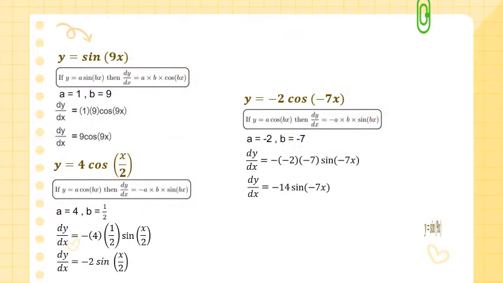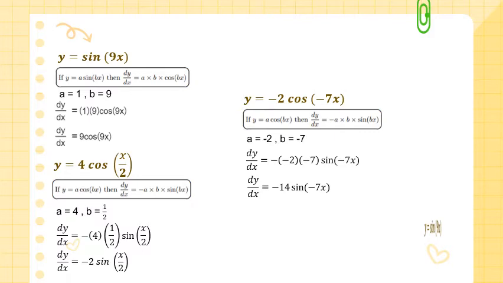And next for the examples, first, y equals sin 9x. We use the rule y equals a sin bx, then dy/dx becomes a times b times cos bx. So the a value is 1 and the b value is 9. So dy/dx equals 1 times 9 times cos 9x. So dy/dx equals 9 cos 9x.